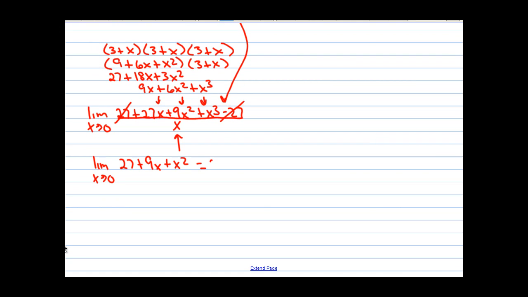As a matter of fact, this becomes a fairly straightforward problem. 9 times 0, I'll write it all out, 0 squared, and that finally equals 27. So the limit of the original is also 27. Even though there's no value at 0, it has a limit at 0.